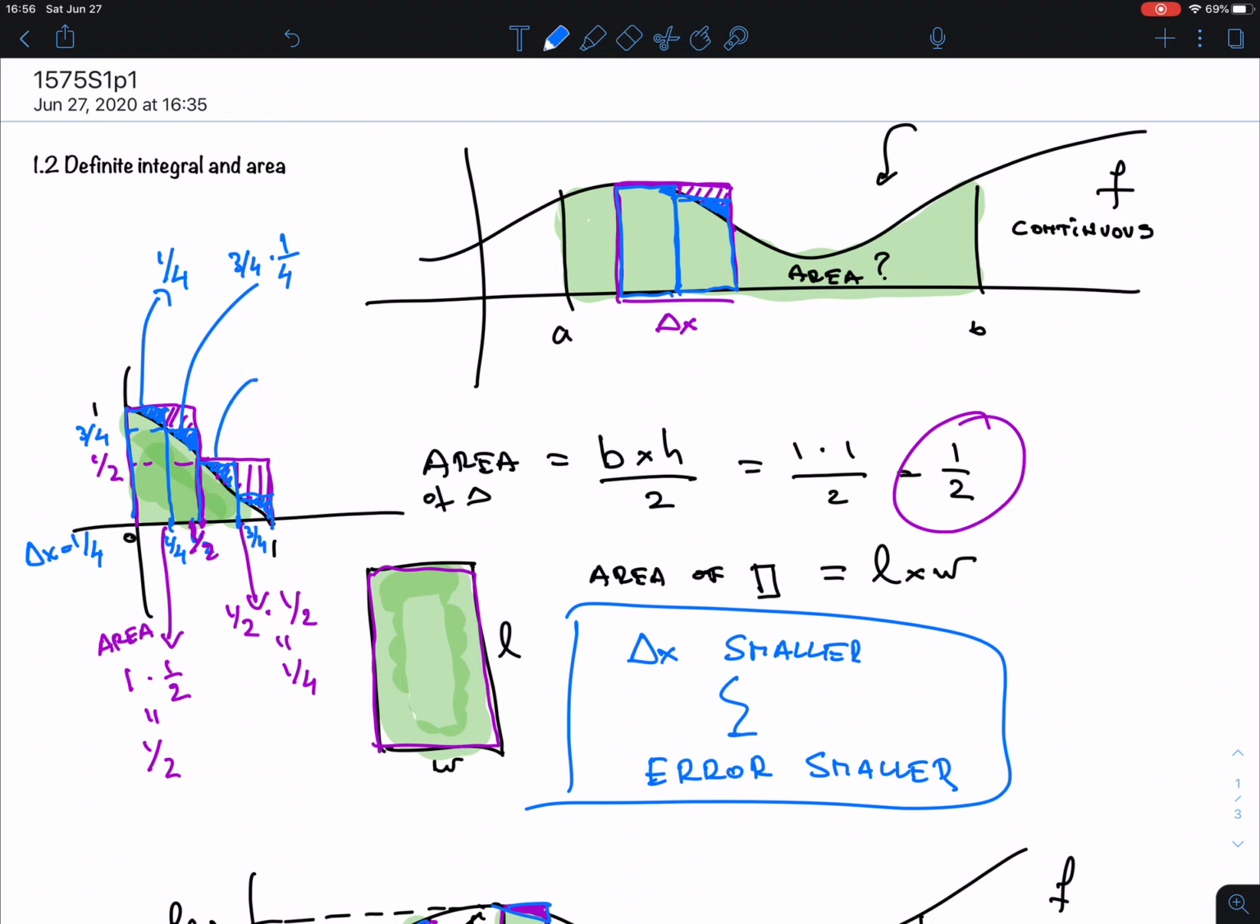This is still at position a half. So the height is a half, and the width is again 1/4. A half times 1/4. And then finally, symmetry tells me this is going to be at height 1/4. So this has height 1/4, and the width is still 1/4.